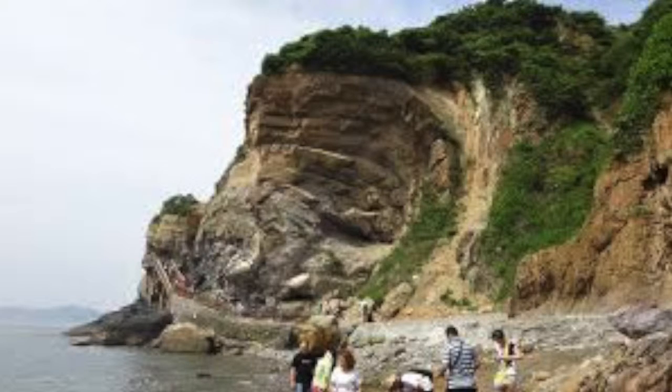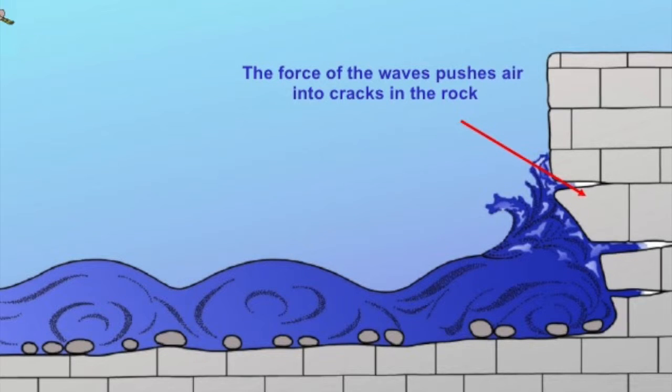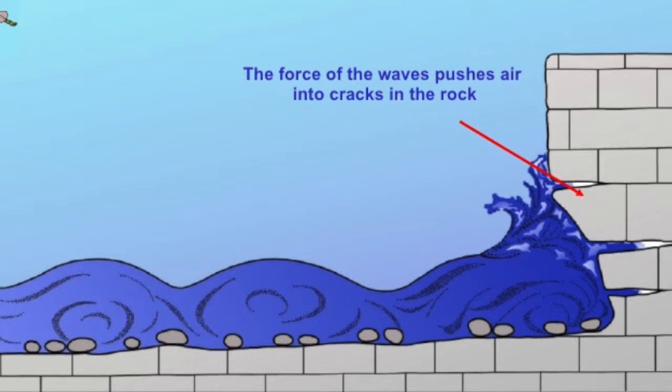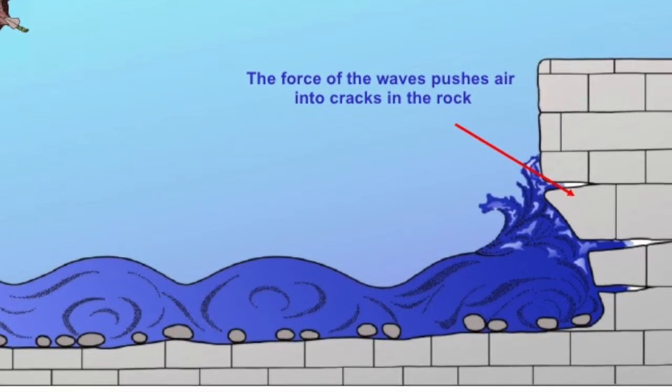Attrition is the action of rocks hitting other rocks and causing them to fracture. These rocks can hit other man-made structures like boats, docks, and piers, causing mass danger. Finally, hydraulic action is the process in which both the water and air are slowly digging cracks in the rocks deeper and deeper until the rocks split.